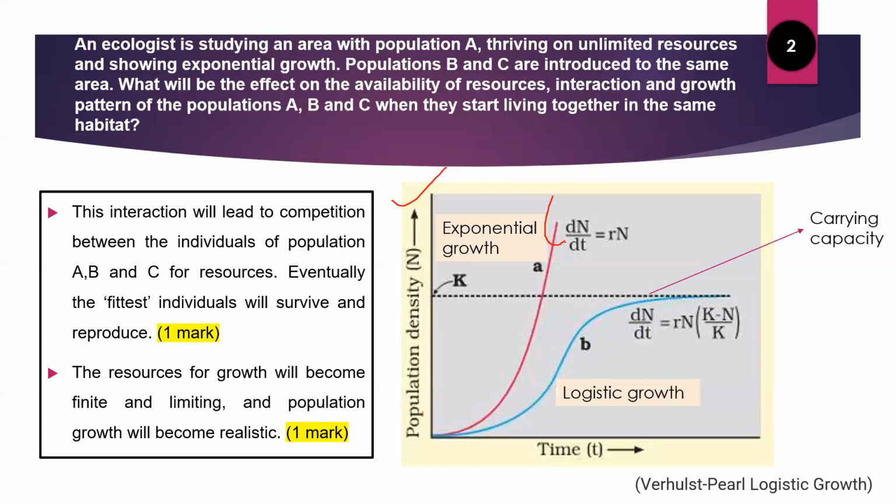Now, when we talk about the introduction of populations B and C, what will happen? There will be a lot of competition among the individuals of population A, B, and C. So the limit of resources will be reached. I mean, the resources won't be unlimited. So the survival of the fittest concept will now be operational.